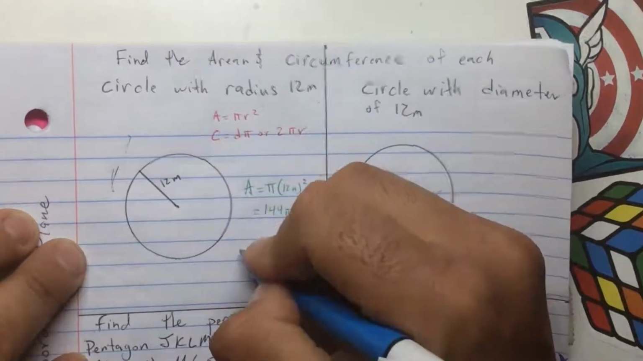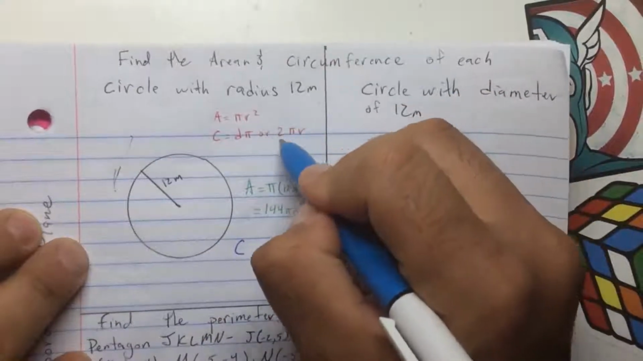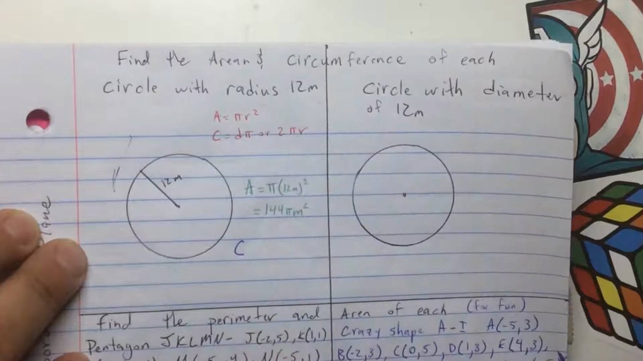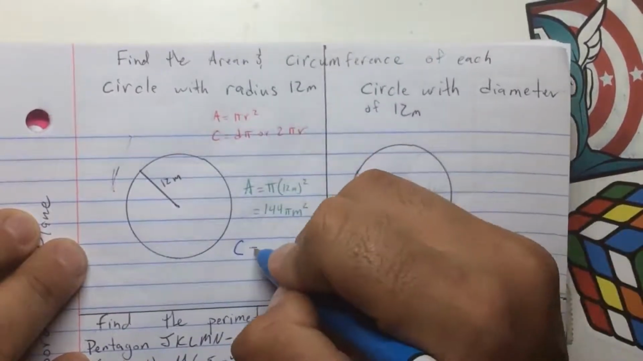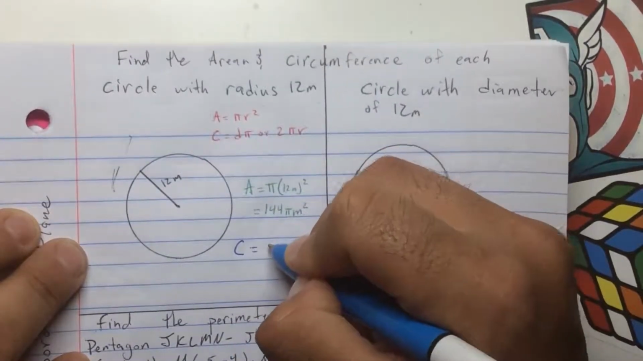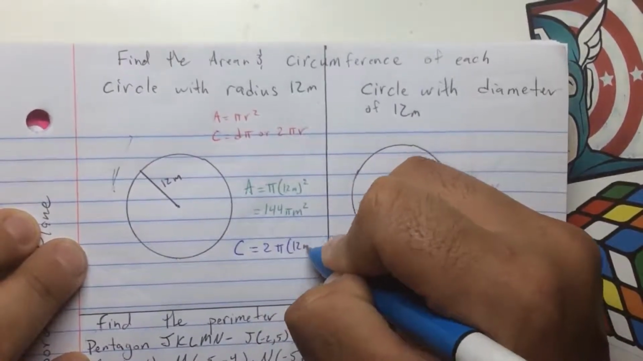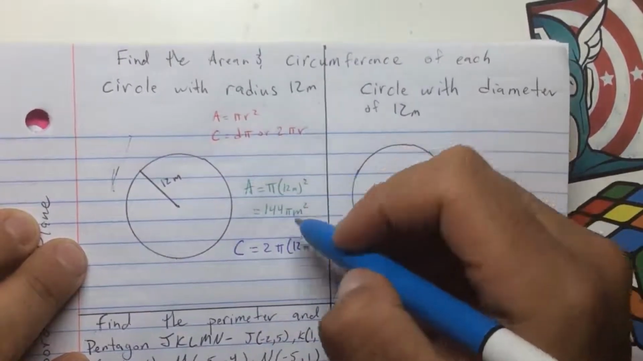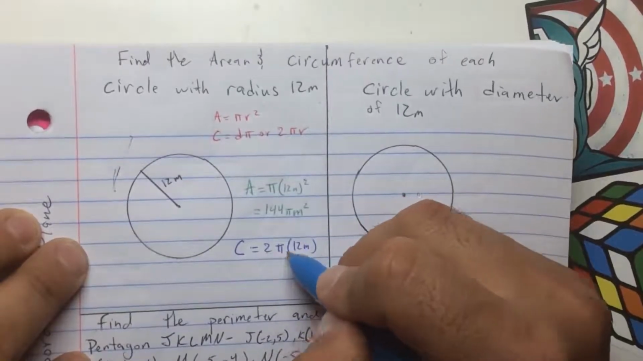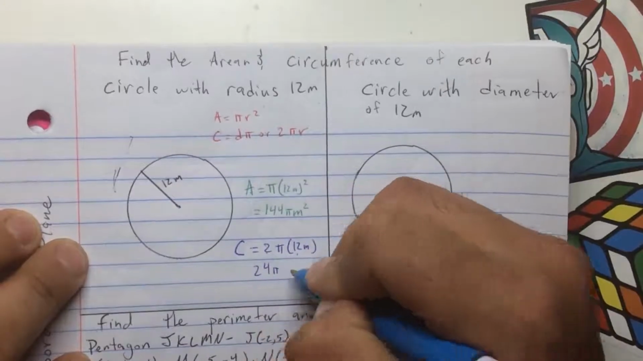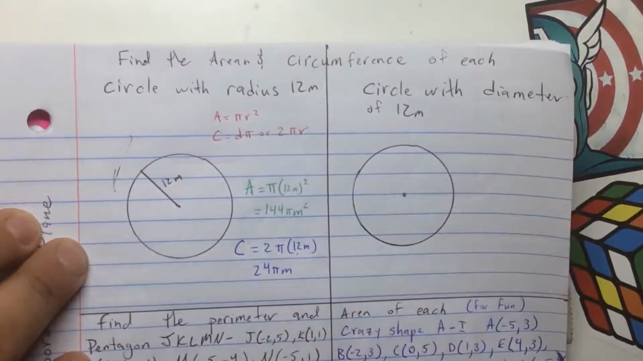Now we're going to look at our circumference. Once again, since we have our radius and not the diameter, we're going to use the formula C equals 2 pi times r, which is once again our 12 meters. So we just multiply: 12 times 2 is 24 pi meters. Okay, moving on to the second one here.